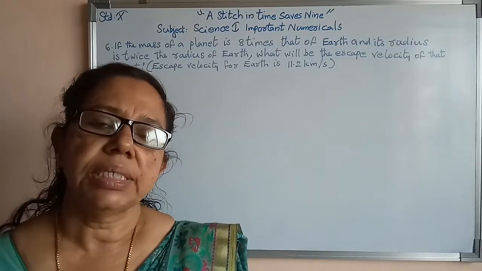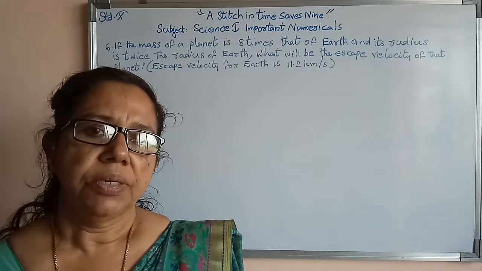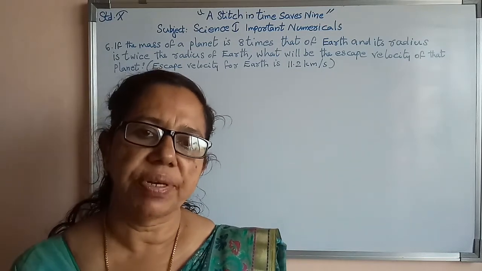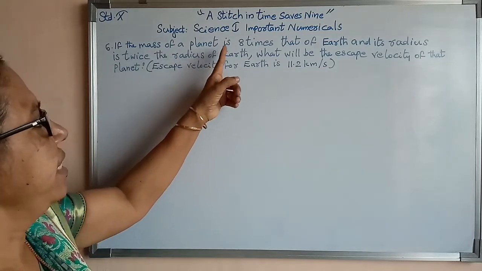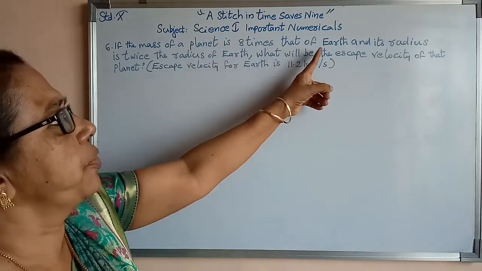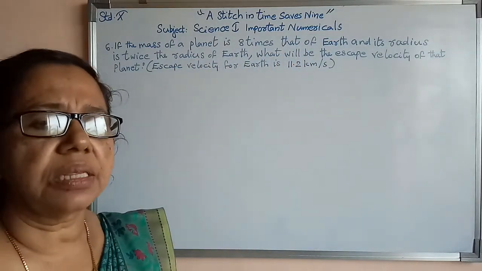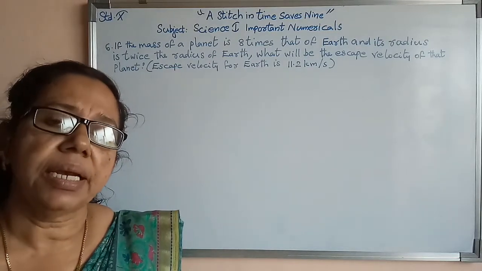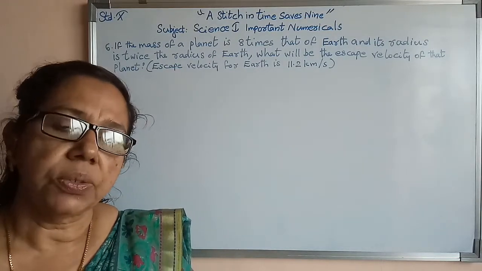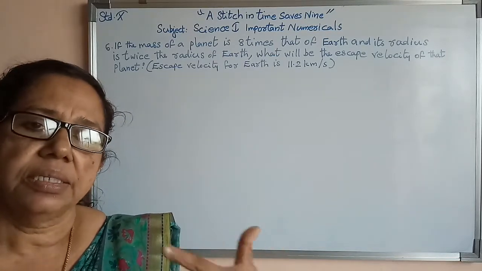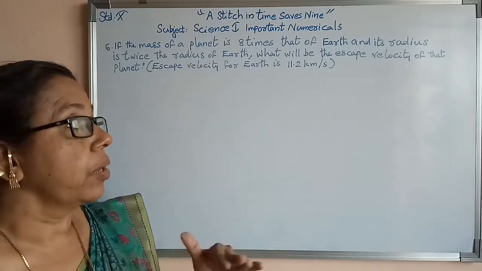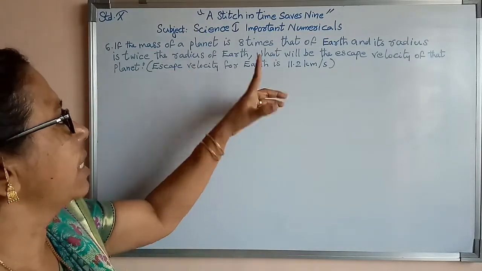Let us solve the next sum. We'll read the question first, then we will solve. If the mass of a planet is 8 times that of the Earth, Earth itself a planet, then one more planet. So two planets, a comparison is happening. One thing Earth, then other planet. Now comparison with the mass of them.